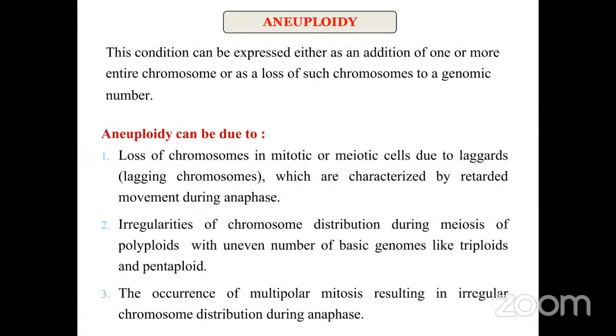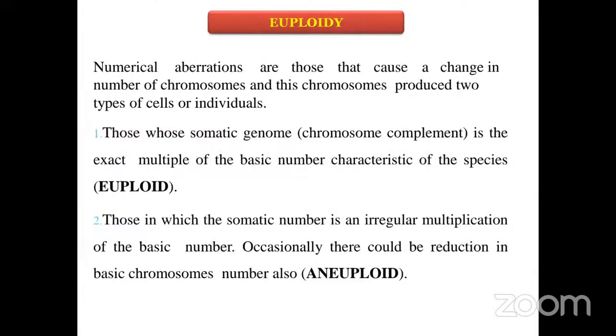And in case of aneuploidy, it is because of lacking one chromosome, lacking two chromosomes, or there will be two chromosomes extra, or one chromosome extra in a cell. That condition we call aneuploidy. That means addition of one or more entire chromosomes, or loss of a chromosome.